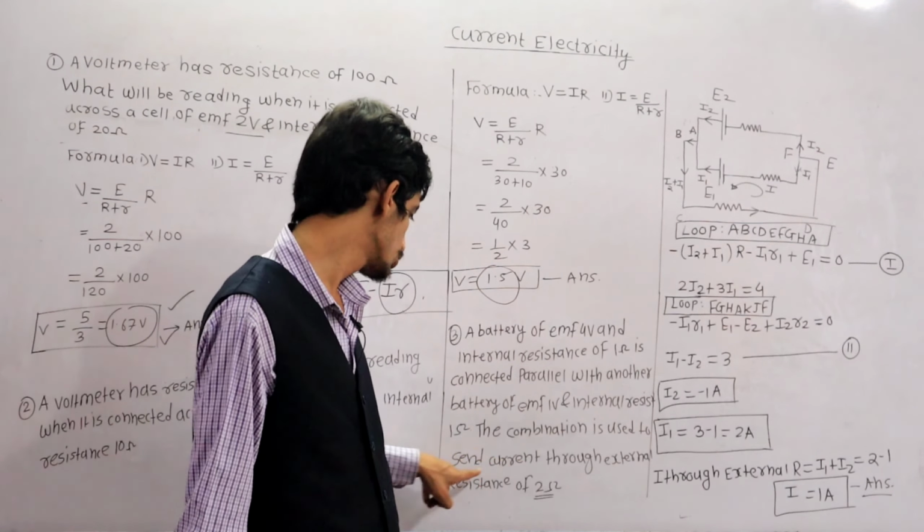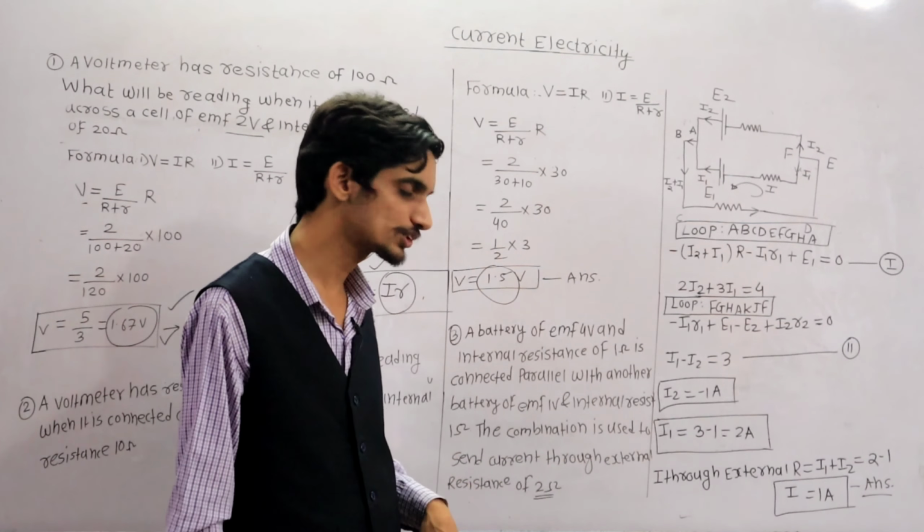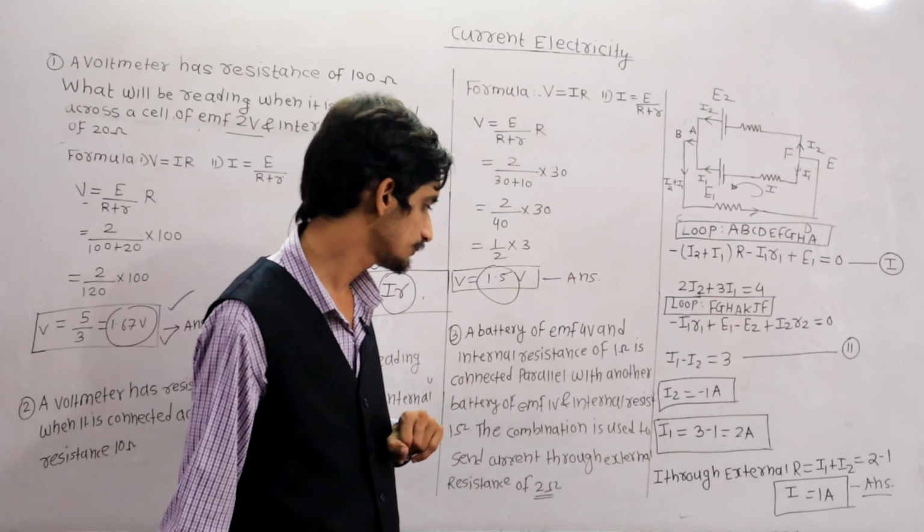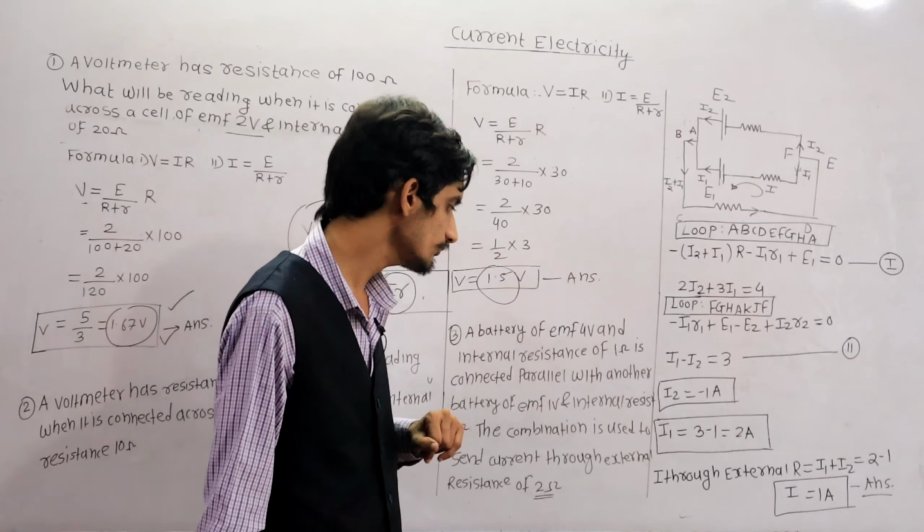The combination is used to send a current through the external resistance of 2 ohm. Now calculate the value of current through the external resistance. First of all, we have to draw the diagram from the given problem.